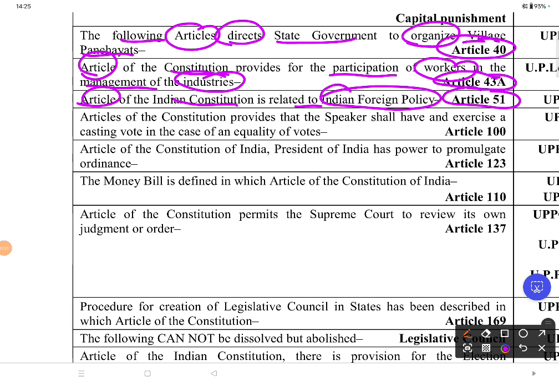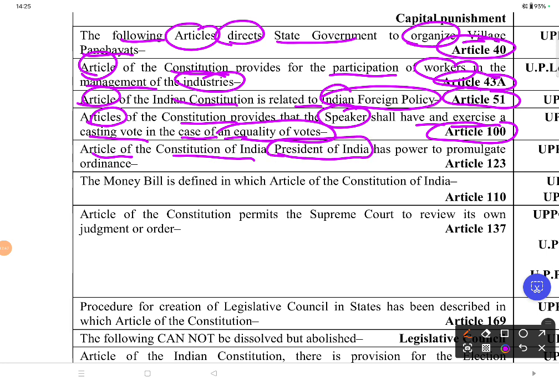Which article of Indian Constitution is related to Indian foreign policy? Article 51. Which article of the Constitution provides that Speaker shall have and exercise a casting vote in case of an equality of votes? That is Article 100. Under which article of Constitution of India does the President of India have power to promulgate ordinance? Article 123.